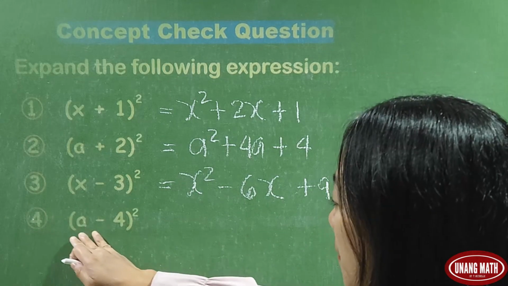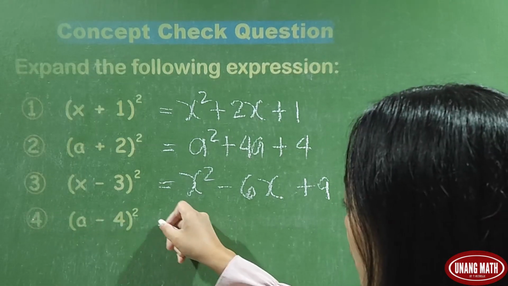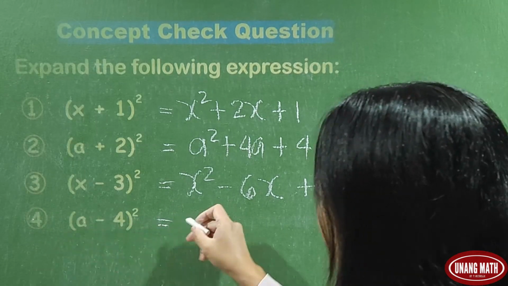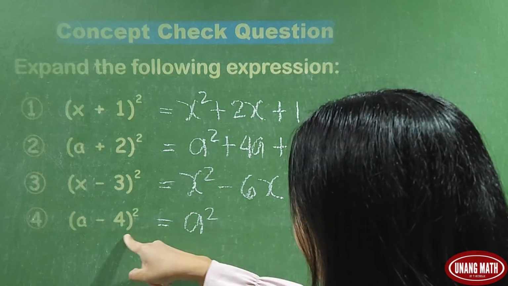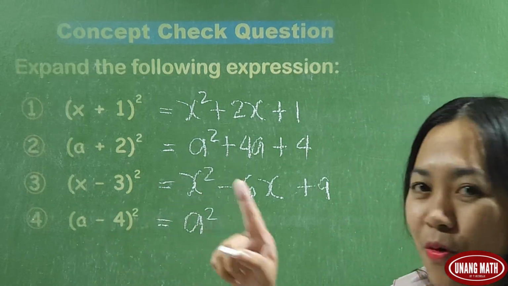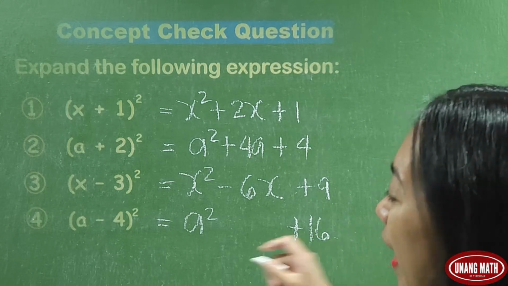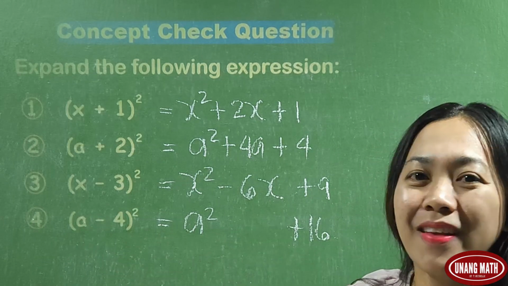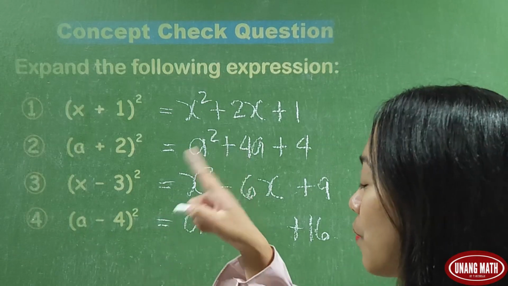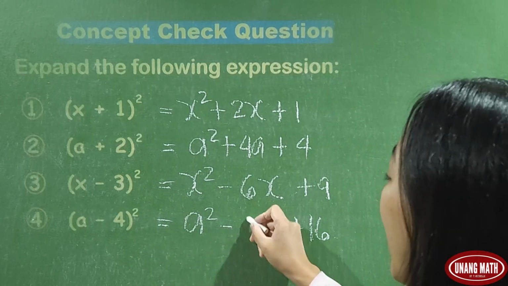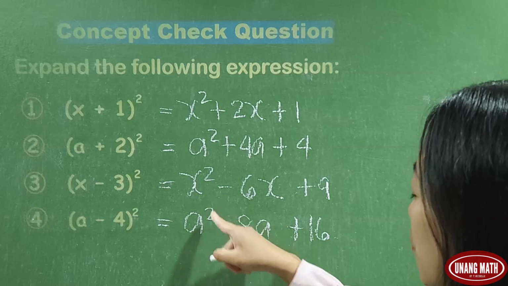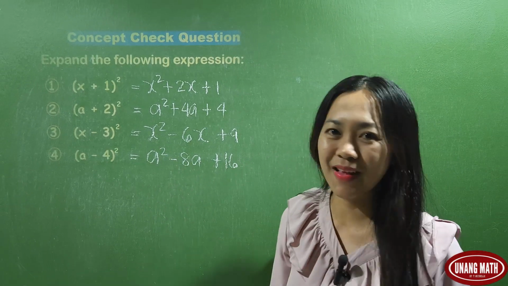Okay, for number 4, (a minus 4) raised to the power of 2. So a times a is a squared. Negative 4 times negative 4, then that is positive 16. So plus 16. And then a times negative 4 is negative 4a times 2. Then we have negative 8a. So a squared minus 8a plus 16.